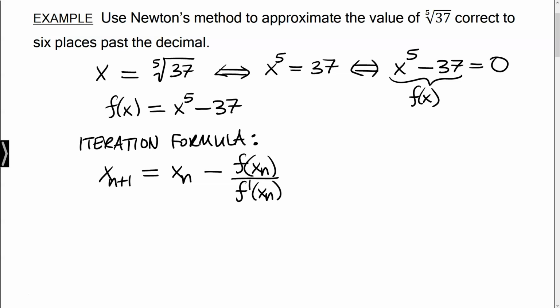Now, since we know that 2 to the fifth is 32, and 3 to the fifth is 243, clearly the fifth root of 37 is going to be between 2 and 3, and it's going to be probably much closer to 2. So 2 is probably a good initial guess here. So let's start with that. x1 is equal to 2. And so we're going to feed this initial guess, x1, into our formula.